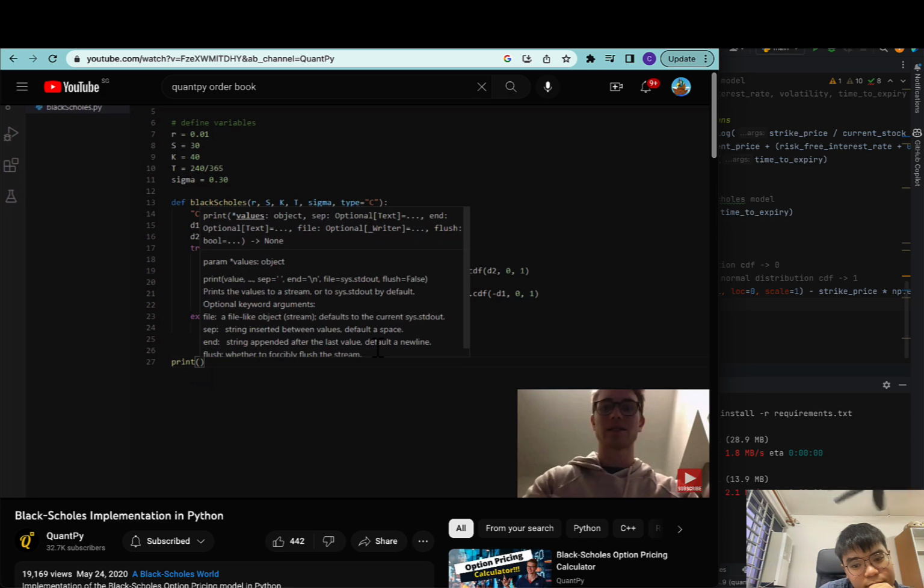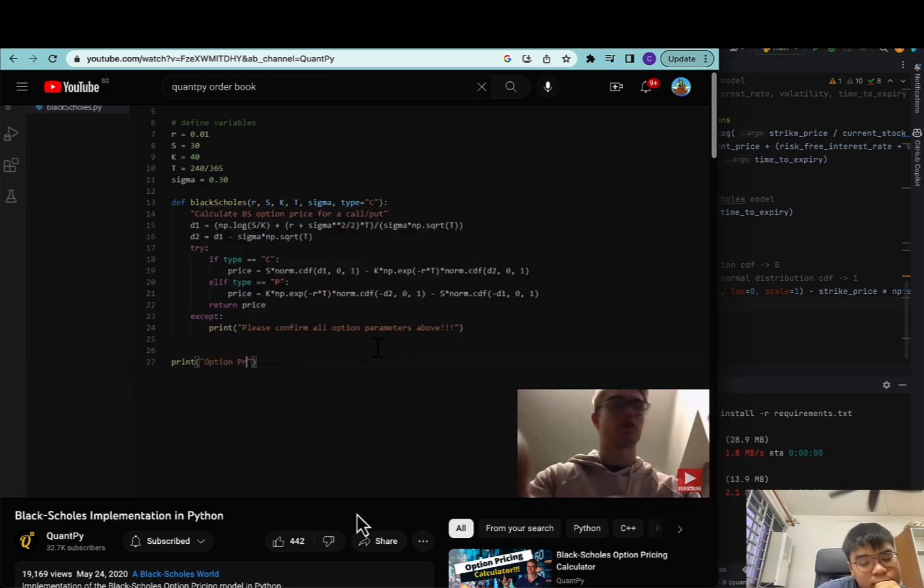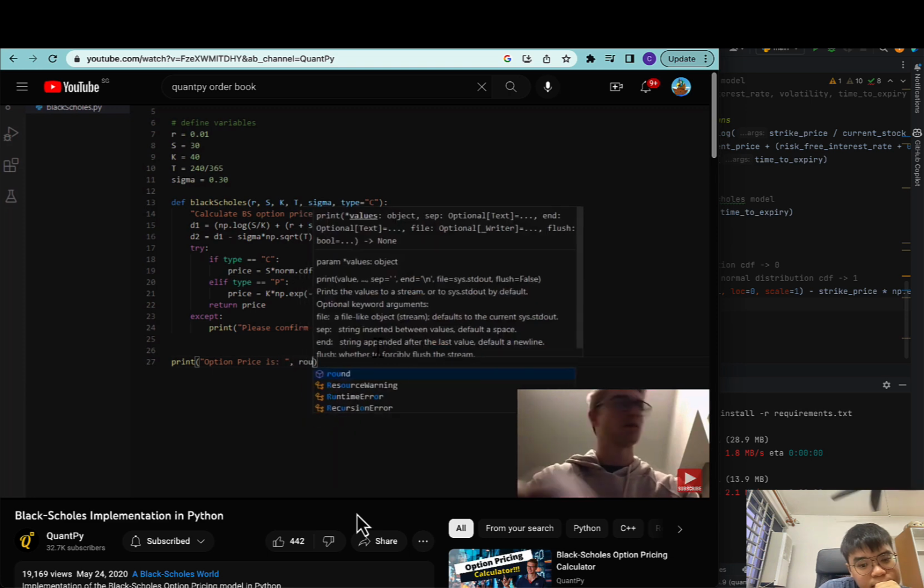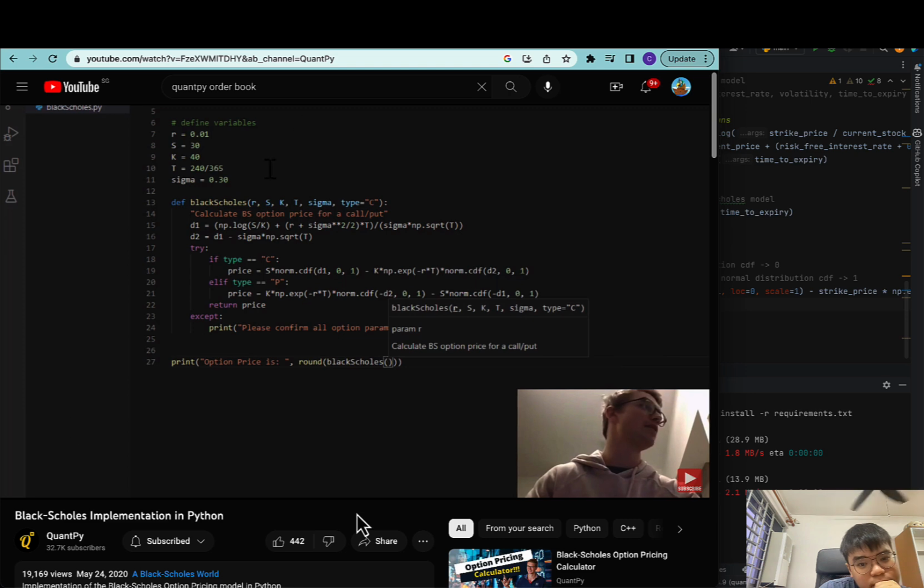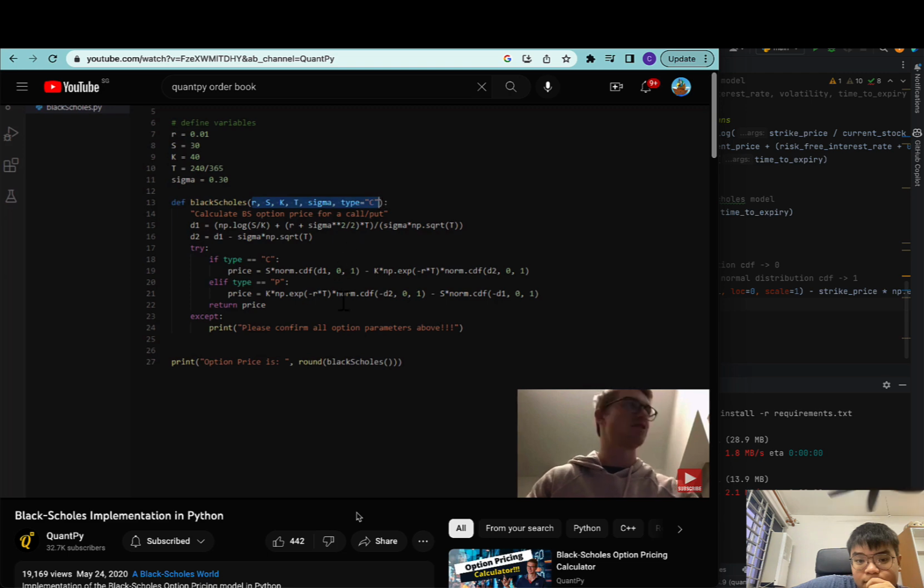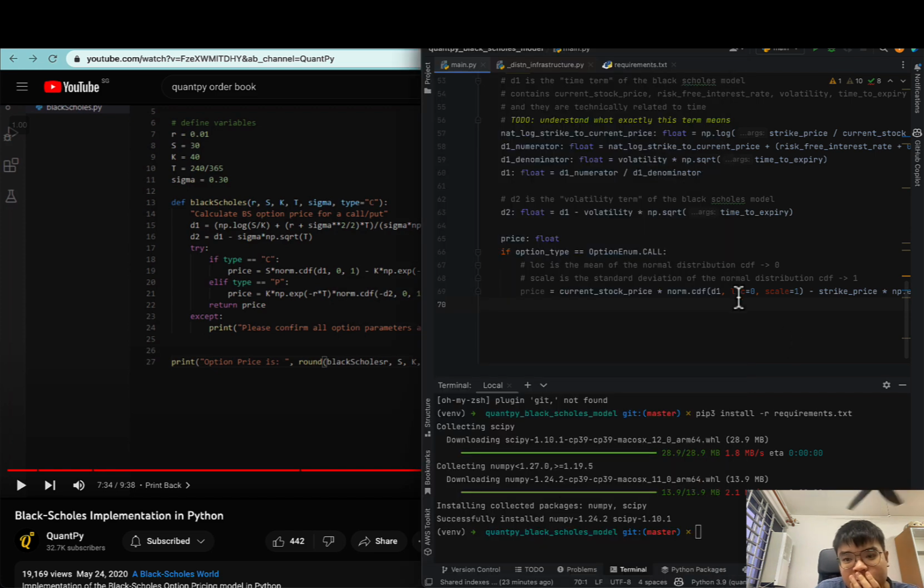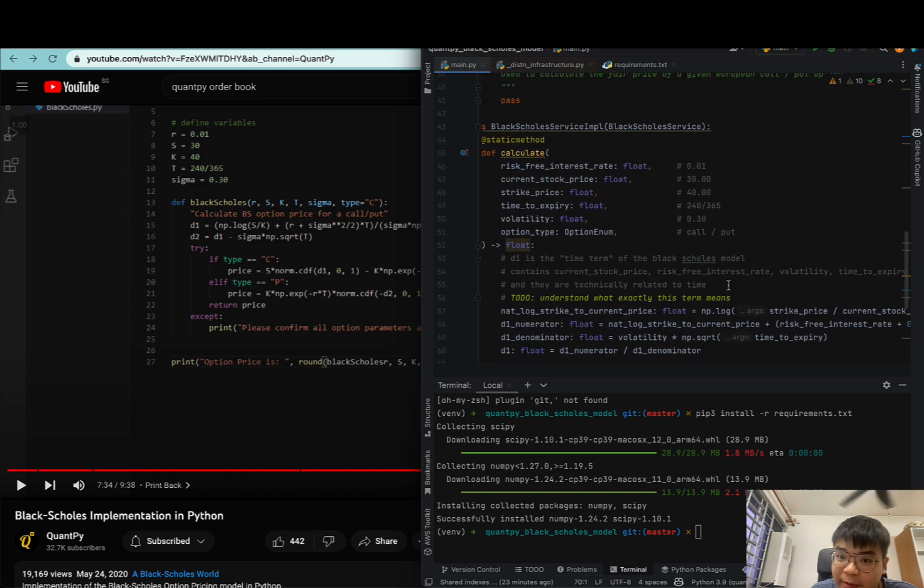So we're going to print option price is, and I'm going to round it because it'll have an infinite amount of places. So Black Scholes, and remember we've defined these parameters above, so we call them exactly by name. Let's just copy and paste them. And because we're using the round function. I think it was a really good demo by Jonathan.